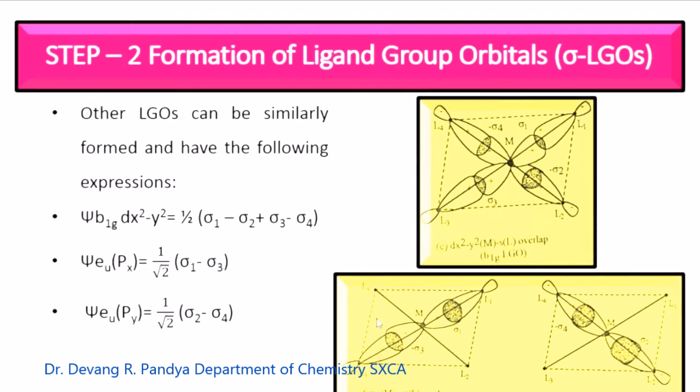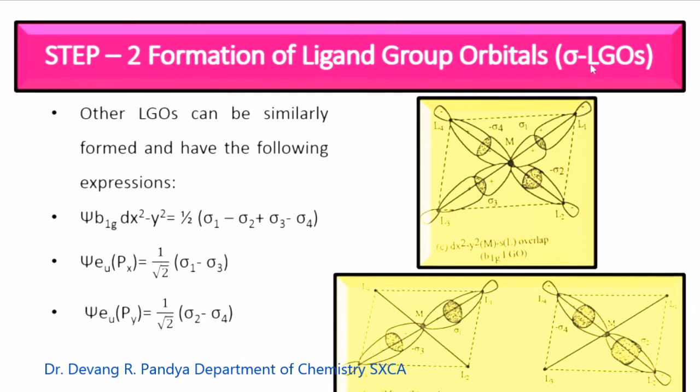Similarly for PY, you can see the lobes are spread over here in this way. The positive pole is towards ligand 2, so with the positive pole, ligand 2 has positive interaction. Sigma 2 is positive, and with the negative pole, ligand 4 has negative interaction. Sigma 4 is going to be shown over here with a negative symbol. So this pictorial representation shows the formation of sigma LGO in this square planar geometry.